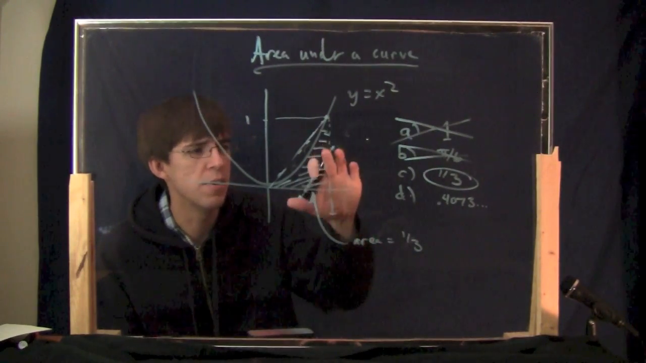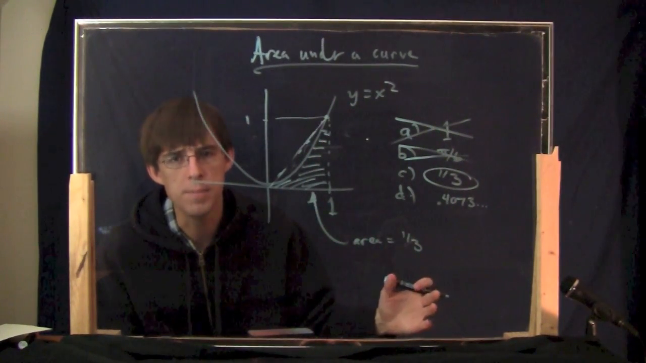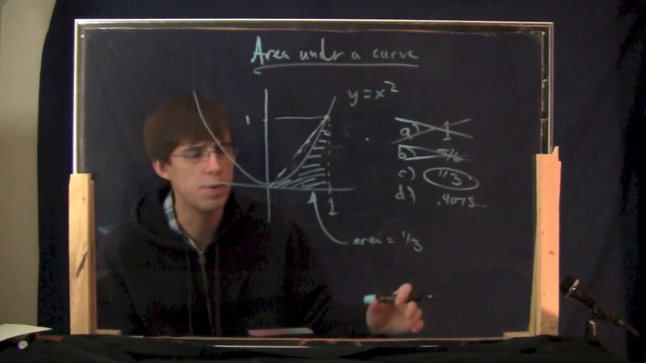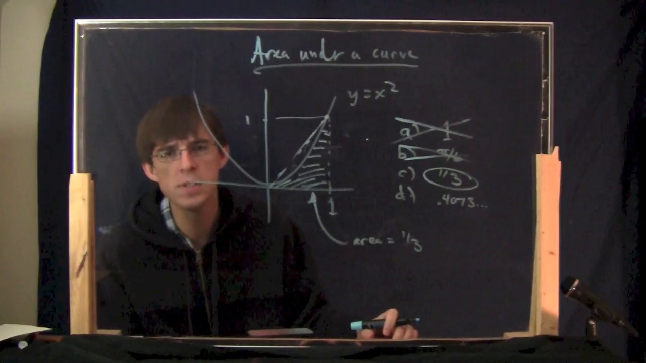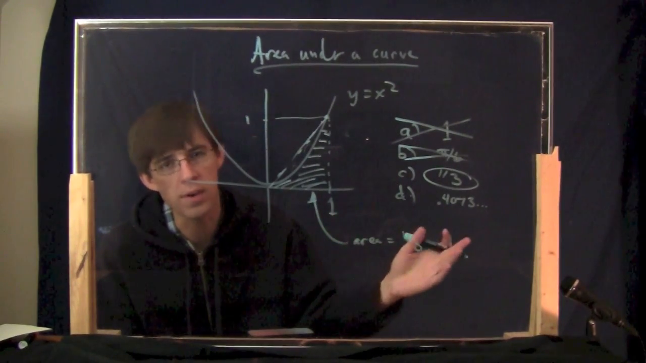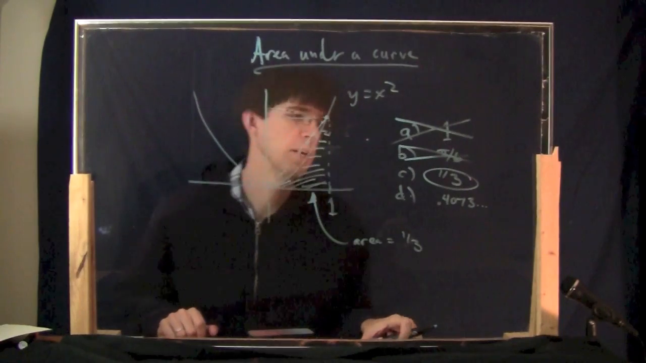This area is not 1/3 just because some people wanted it to be 1/3, so we created it in order to be 1/3. Mathematics was created for other reasons, and it just turns out that this is 1/3, not because we wanted it to be, but just because it is, for some magical reason.